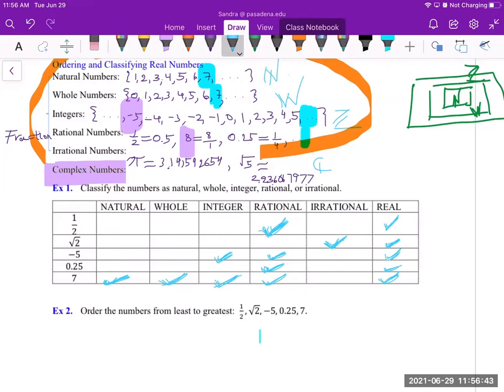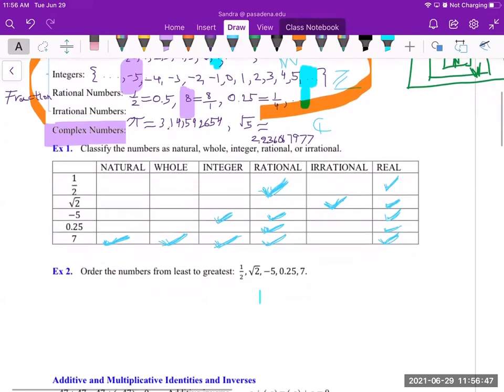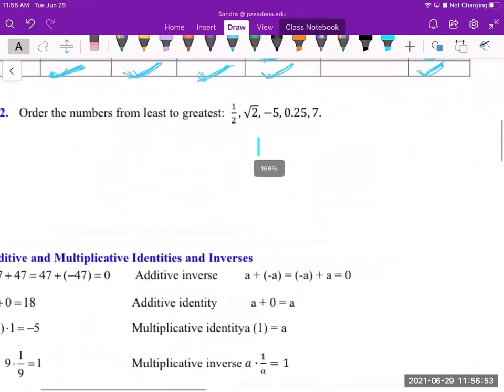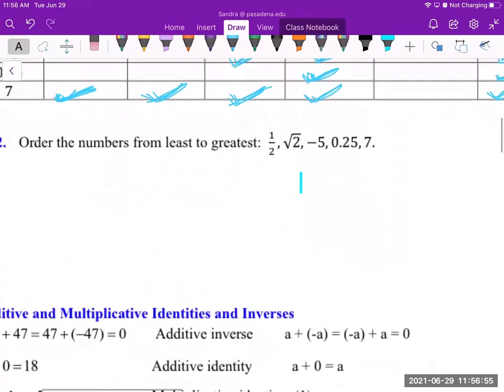And you just have to label the type of number that you have. Okay, let me go ahead and move on to example 2. Order the numbers from least to greatest, or from smallest to largest. So what I'm going to do is change everything into decimals, and then I'm going to compare.